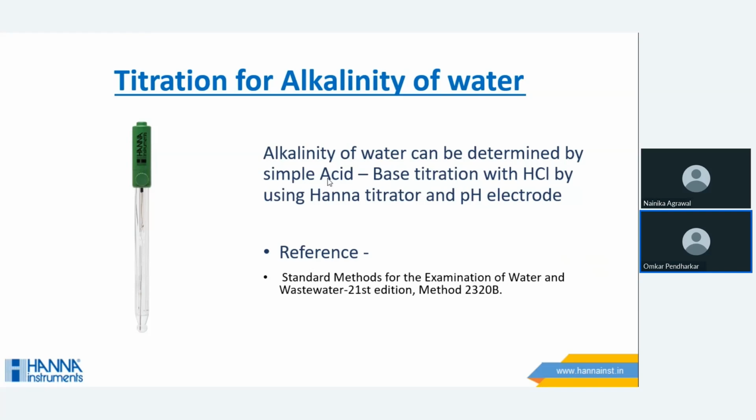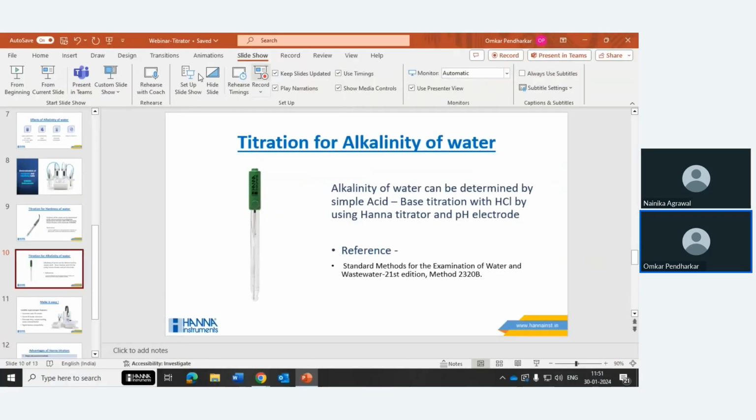So considering the importance of hardness of water and alkalinity of water, it is necessary to keep both of the parameters controlled. So we can monitor these parameters by using titrimetric methods and Hanna titrators. So there are another two questions for the poll. You have the 30 seconds time limit.